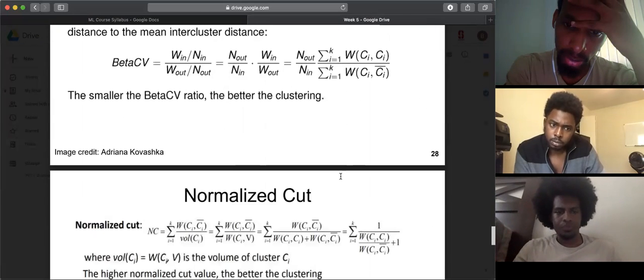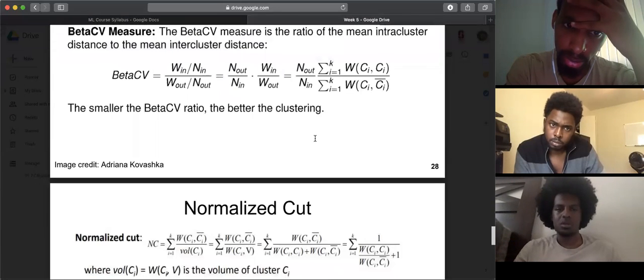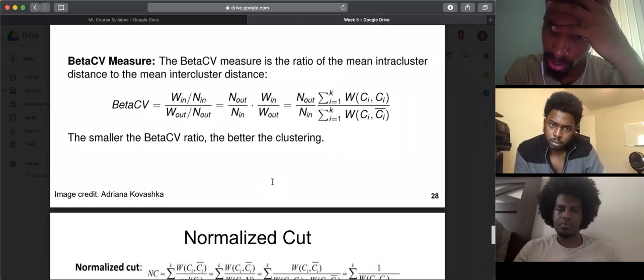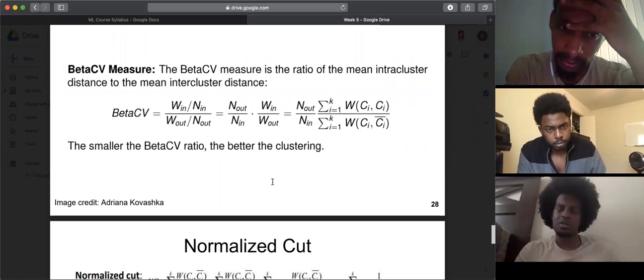So the smaller the beta CV ratio, the better the clustering. And I guess that makes sense, right? That would mean that your data points are tighter together, and it would also mean that your data points that are tighter together are further away from other data points, other clusters.